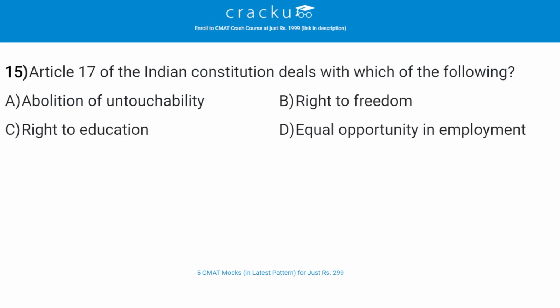Article 17 of the Indian Constitution deals with which of the following? The correct answer is A, Abolition of Untouchability. The enforcement of any disability arising out of untouchability shall be an offence punishable in accordance with the law. Let's check the next question.